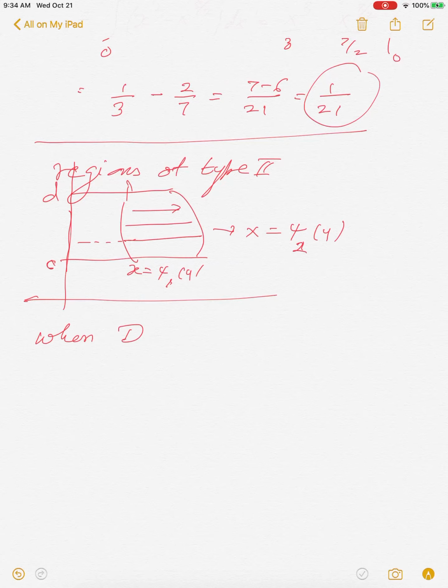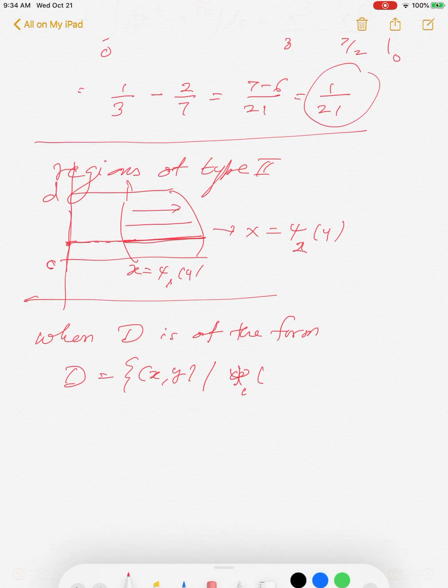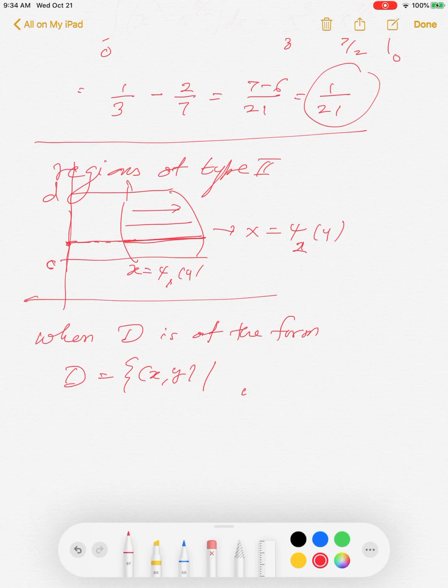So D is of the form: D equals all points (x, y) where y varies. Here I'm fixing my y, and my x will vary between psi 1 of y less than or equal to x less than or equal to psi 2 of y, and my y varies between c and d.